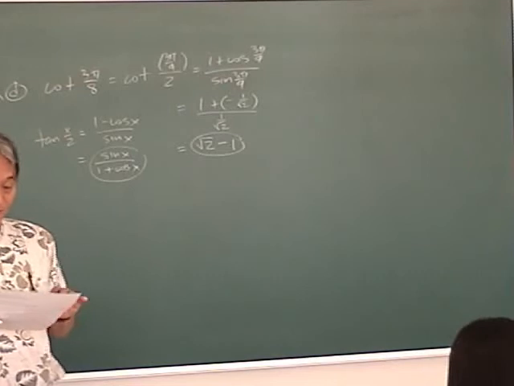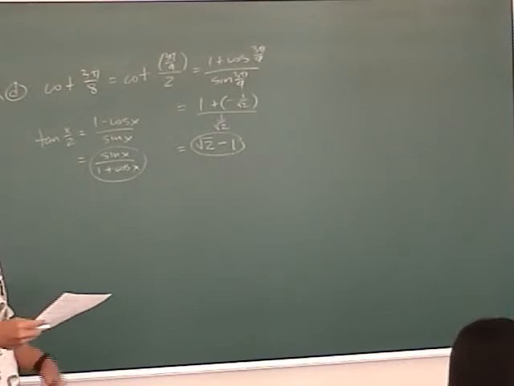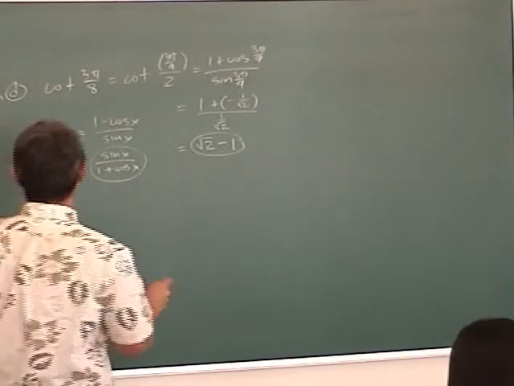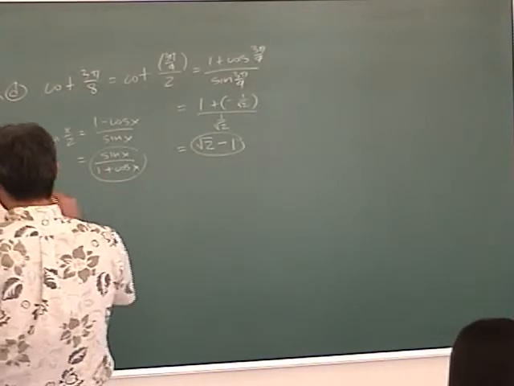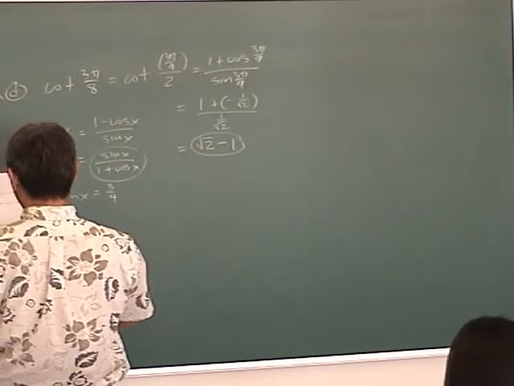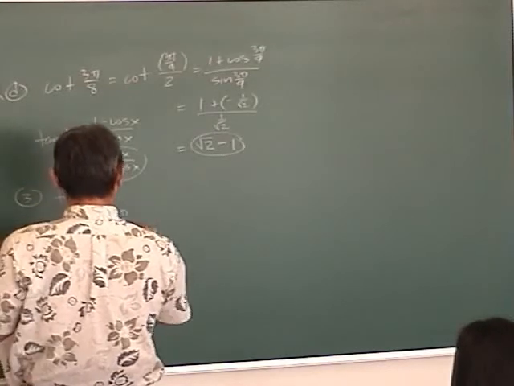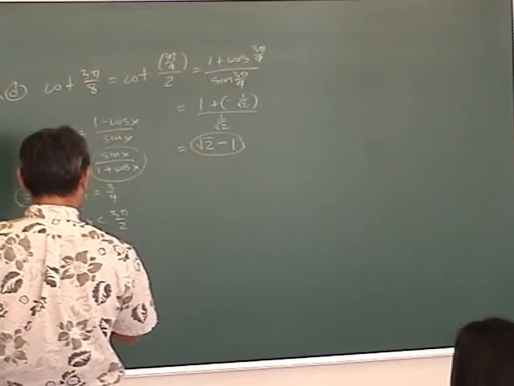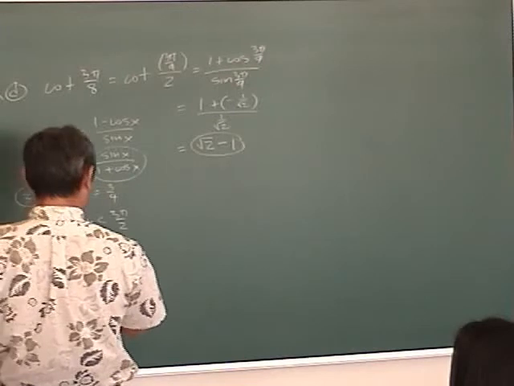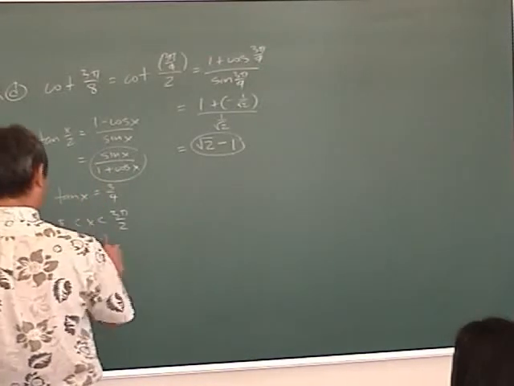Does everybody know how to handle the quadrant for problem number 3? I think I better go over it since it's on the video. Tangent x equals 3/4, and x is between pi and 3 pi over 2, which means it's in the third quadrant. So when you draw your triangle, tangent x is opposite over adjacent, and the hypotenuse is 5.